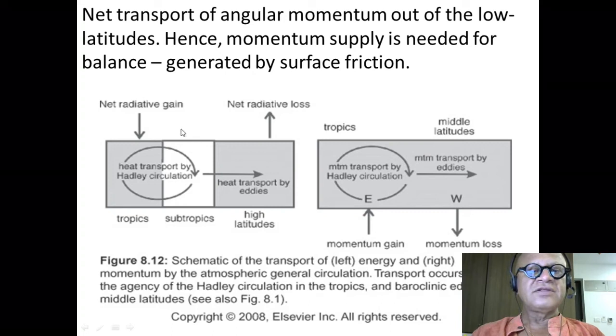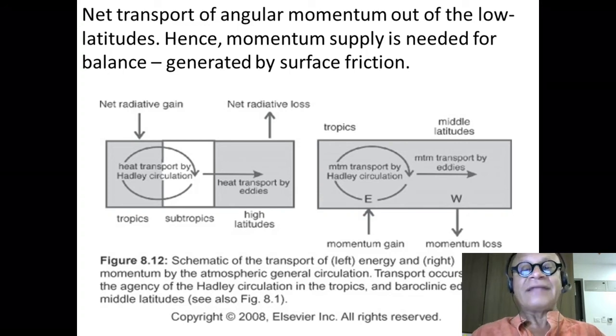So we had the energy transport. Even though we are saying Hadley cell here, we know that in reality it's the ocean and the atmosphere together that are moving the energy poleward, and beyond the subtropics, the ocean basically has very little role to play, and it's all by the atmosphere, which means all by the eddies.